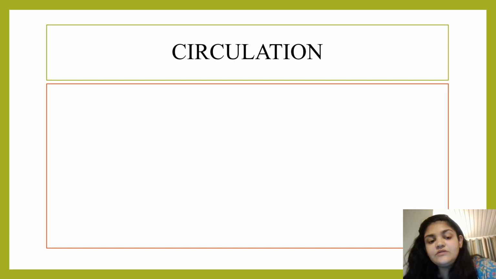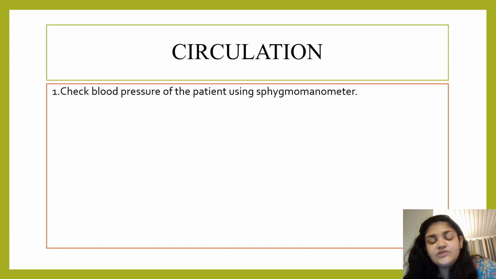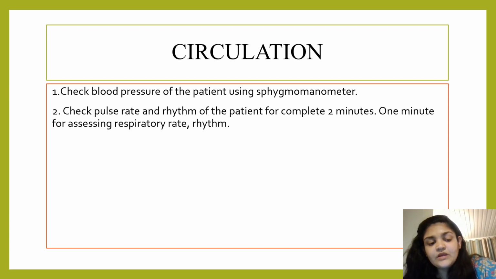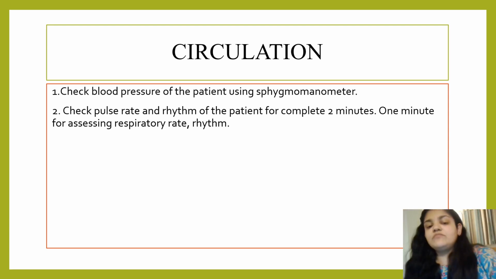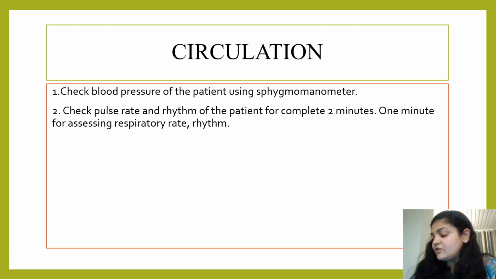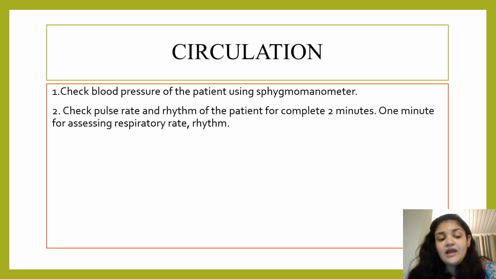Then circulation. In circulation, we have to check the blood pressure of the patient using a sphygmomanometer. Check the pulse rate and rhythm of the patient for a complete 2 minutes, and 1 minute for assessing the respiratory rate and rhythm. Then we have to assess both simultaneously without telling the patient about the respiration. Then we have to say, sorry, I have assessed your respiratory rate without informing you, because if I inform you, that may alter my reading.